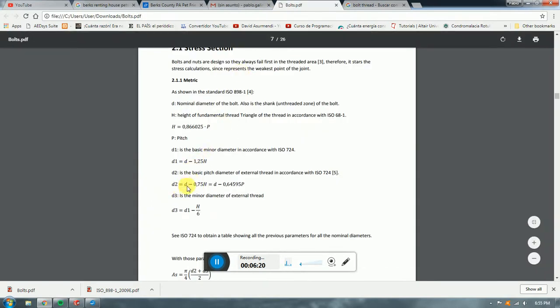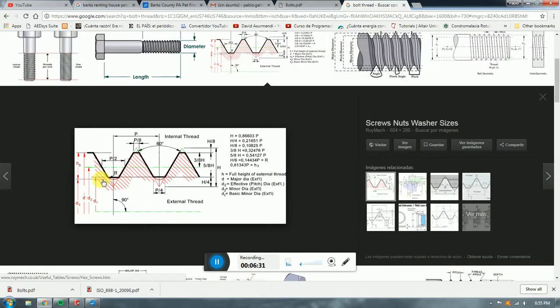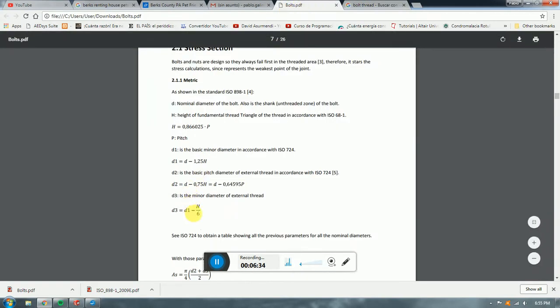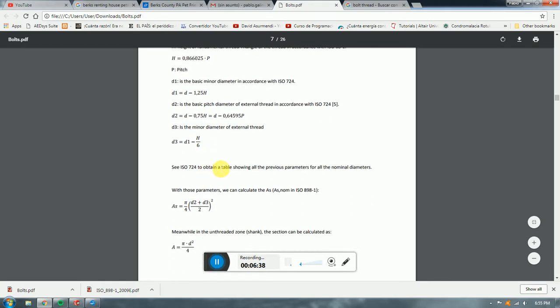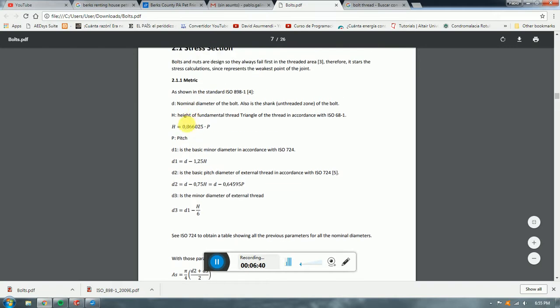That is going to be D minus 0.75 H, which we can put both in function of the pitch. And then D3 is going to be that one. And that one is going to be D1 minus the height divided by 6, okay? So basically we have all these diameters, specific ones based on the pitch and the nominal diameter, okay? And those two things we can find in any of the standards that we were talking about before, okay?